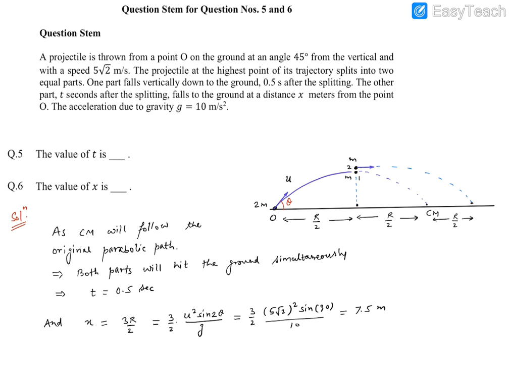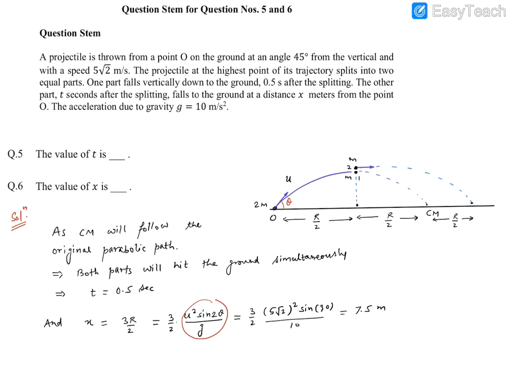Moreover, we need to find the distance where this second particle is going to land. Now you see this is of mass m, this is of mass m, and this is the center of mass. So the center of mass is going to be exactly in between because of these two identical particles. And we know this first half distance is R by 2, so the second half must be R by 2. Now that means we get the distance of the second particle from the point O, that is going to be 3 times R by 2. And R is the range.